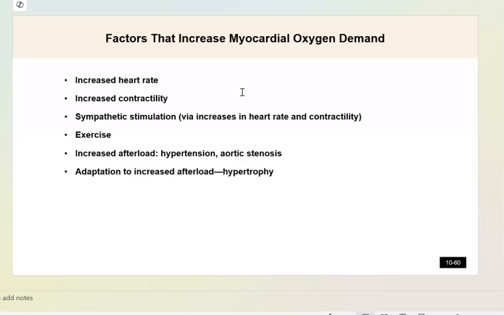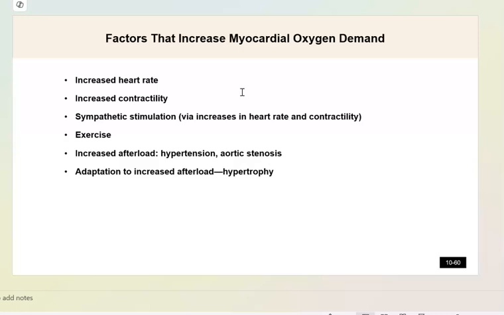Now listen to this one and think about this a second. When we have increased afterload, we have to have increased contractility. And we already know that increased contractility causes an increase in our heart oxygen demand. The things that we typically think of when we think of an increased afterload are going to be hypertension, chronic hypertension, and aortic stenosis.